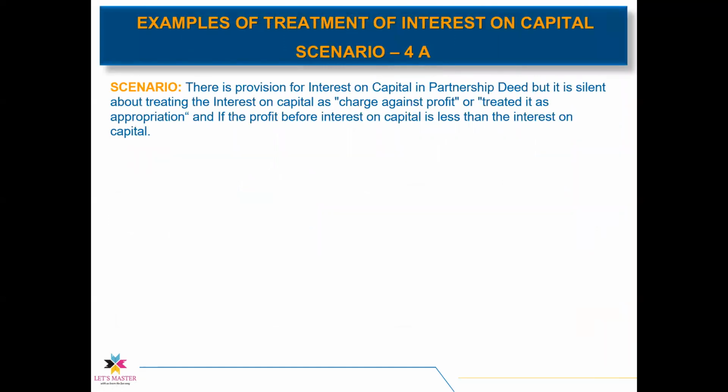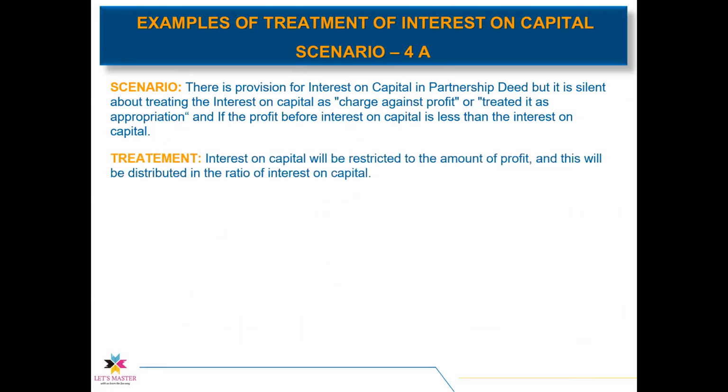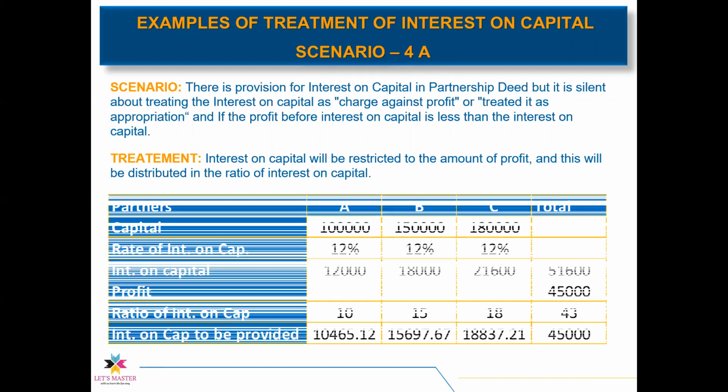there is provision for interest on capital in partnership deed, but it is silent about treating the interest on capital as charge against profit or treat it as appropriation. And if profit before interest on capital is less than the interest on capital, that is scenario 4A, interest on capital will be restricted to the amount of profit, and this will be distributed in the ratio of interest on capital.